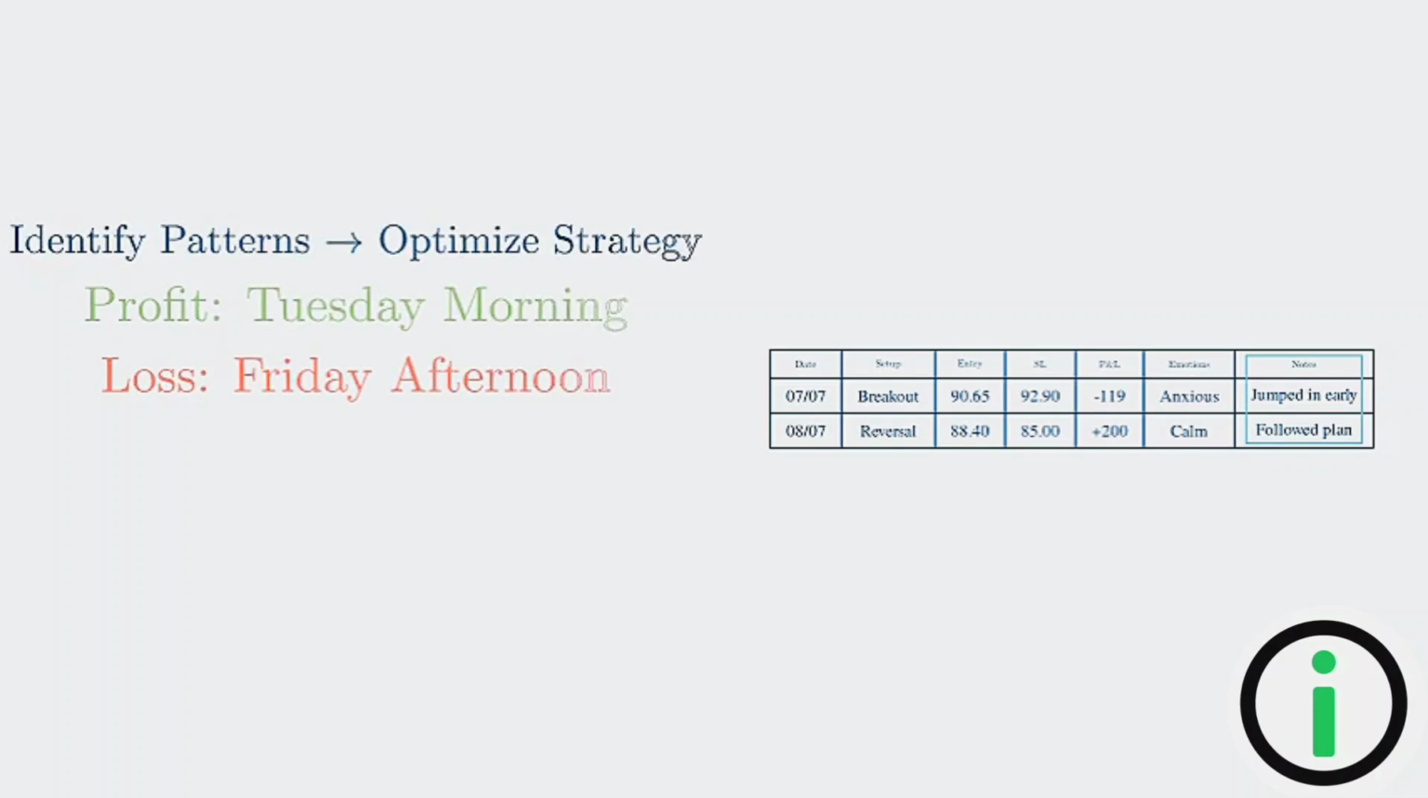Here is a simple template you can build in Google Sheets or Notion. Notice the Notes section. This is where you write down if you followed your rules. Over time, your journal will reveal patterns. For example, you might realize you make money on Tuesday mornings but lose it all on Friday afternoons. This data allows you to optimize your trading schedule and strategy.